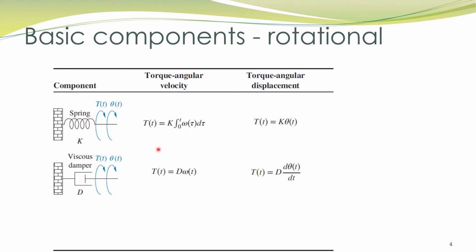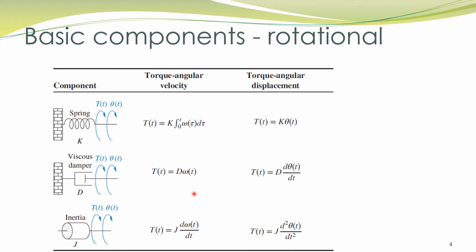The second element is the viscous damper, and when we apply a torque, it produces angular velocity. That is, angular velocity is proportional to the applied torque. The proportionality constant D is the property of this damper. This equation can also be rewritten like this one, where d theta by dt is the angular velocity.